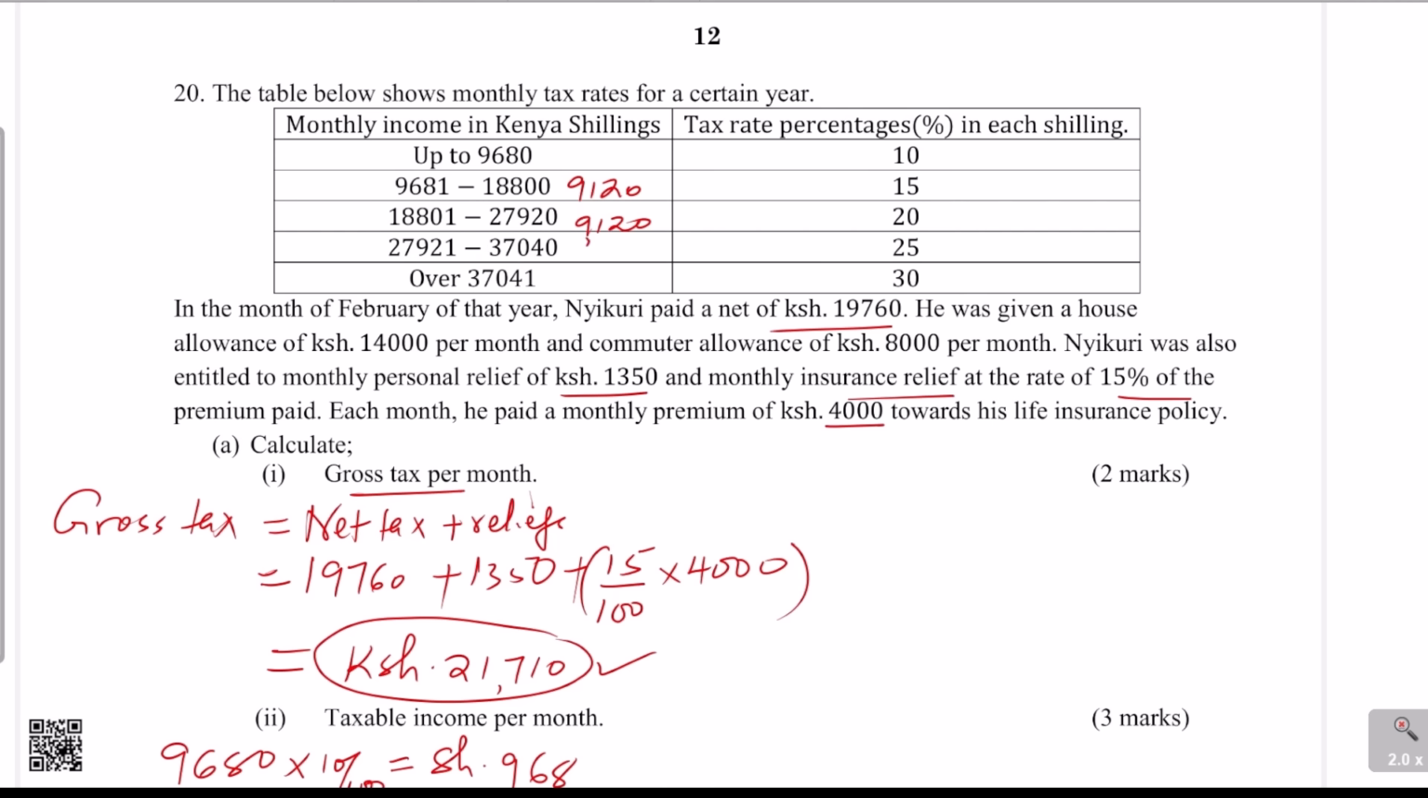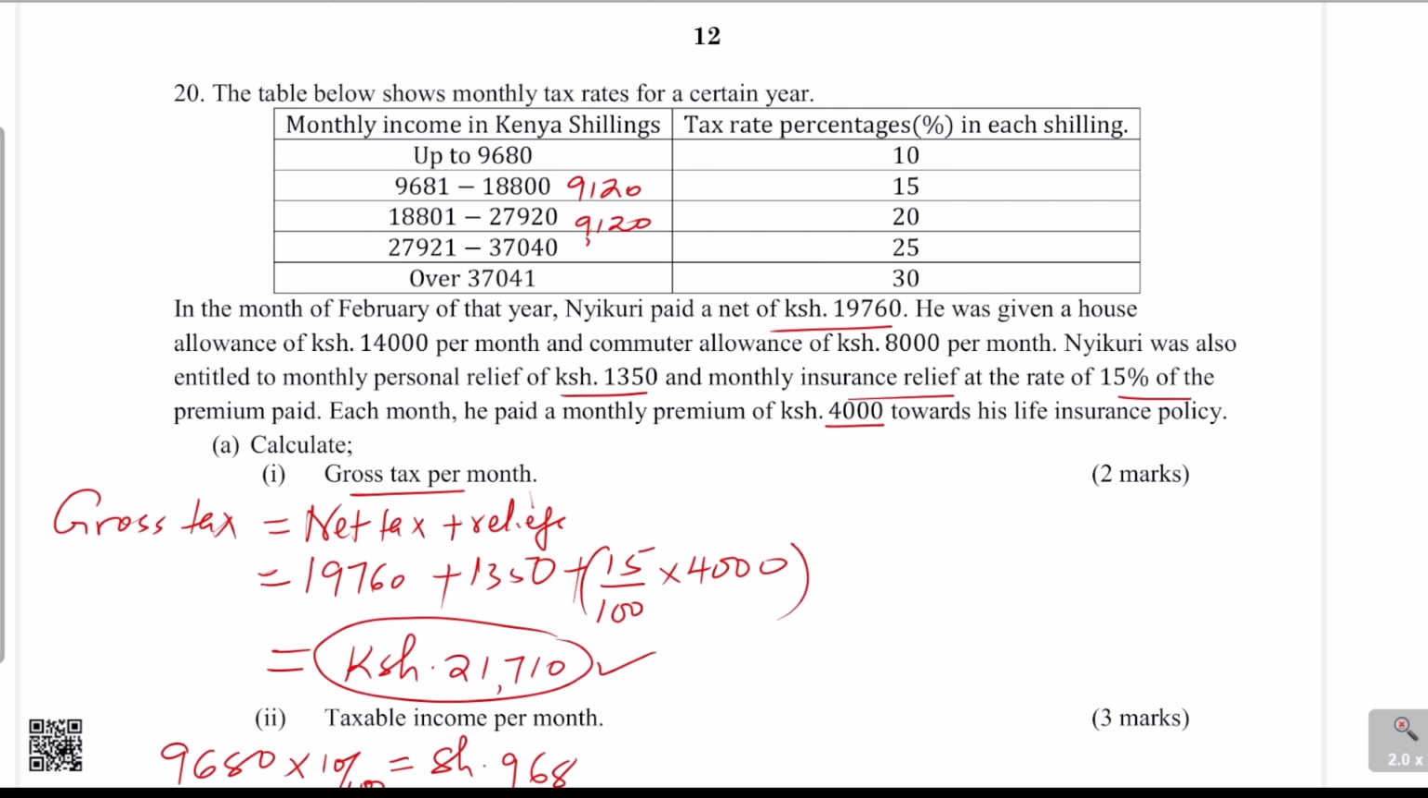So we proceed until we get this tax 21,710. So the next band is 9120 times the rate there, which is 20%. And this will give a tax of 1824. Still we can proceed to the next band, because when you add 968 plus 1368 plus 1824, you can see you have a long way to go to get 21,710.